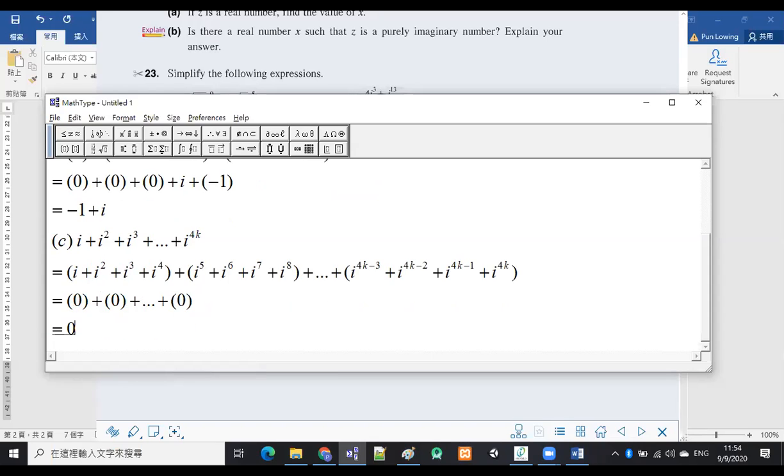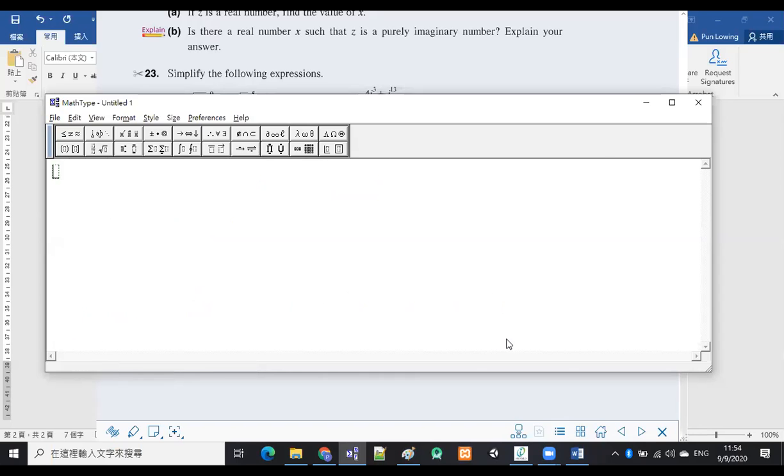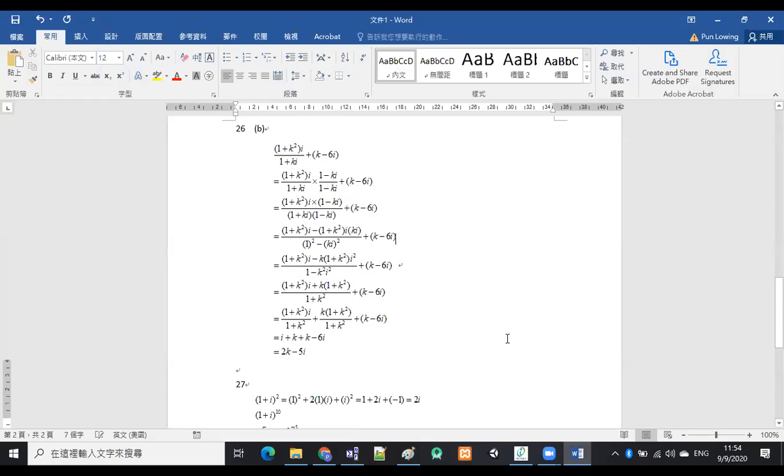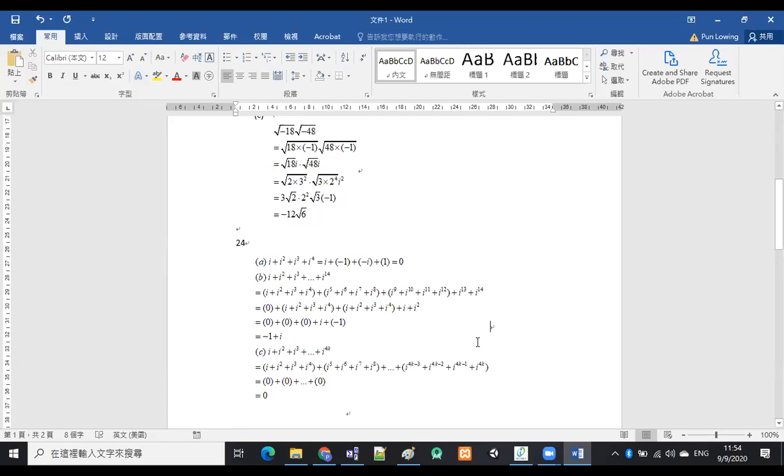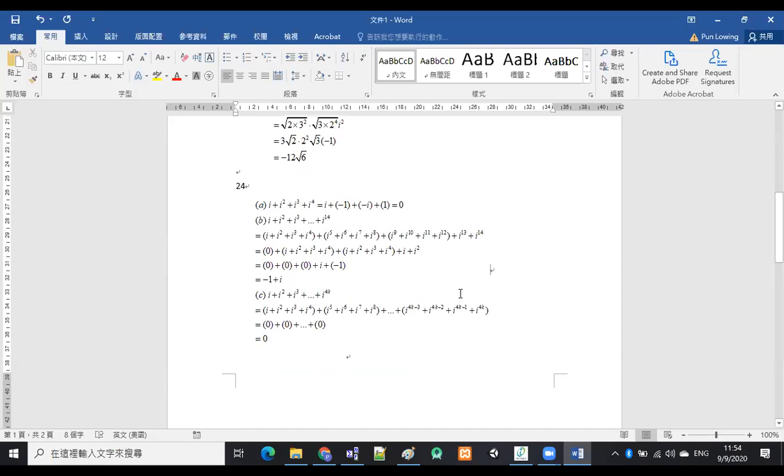So the final answer is equal to 0. So this is question number 24.